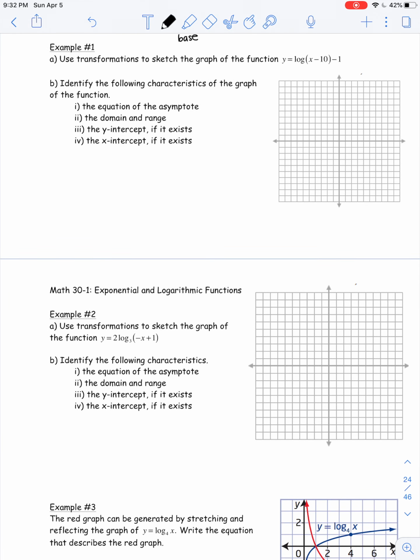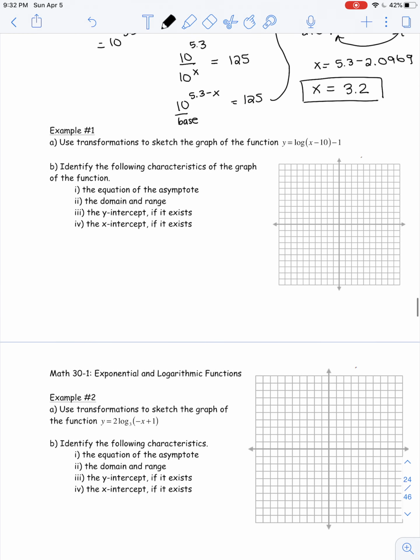Now, in this lesson, we're just comparing and looking at the graphs of these logarithmic functions after they've gone through transformations. In this case, our x is being affected by this minus 10, which means there is a horizontal translation of 10 units to the right. And we also know that there is a vertical translation of 1 unit down. I'm just doing abbreviations to show you.